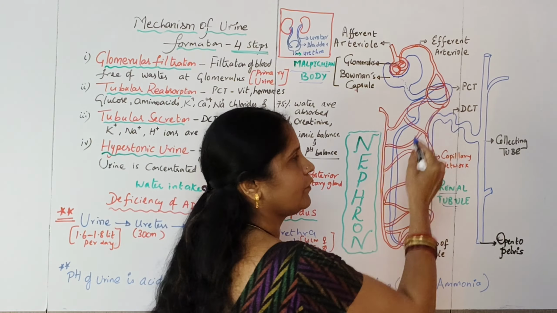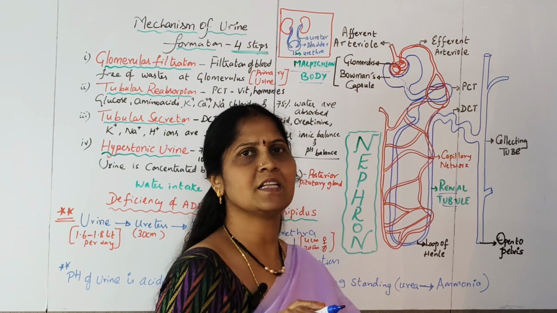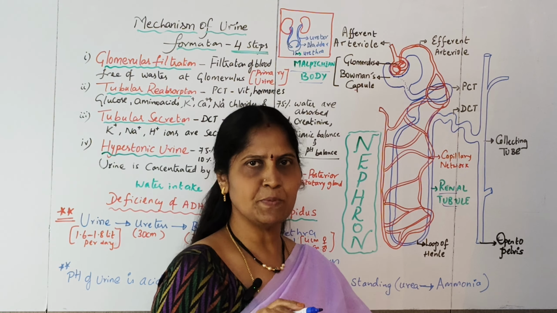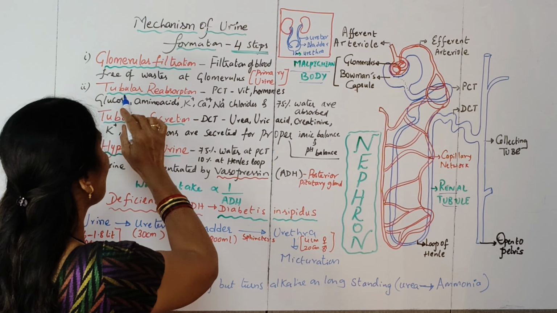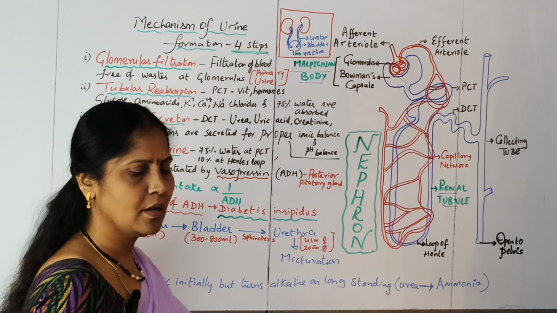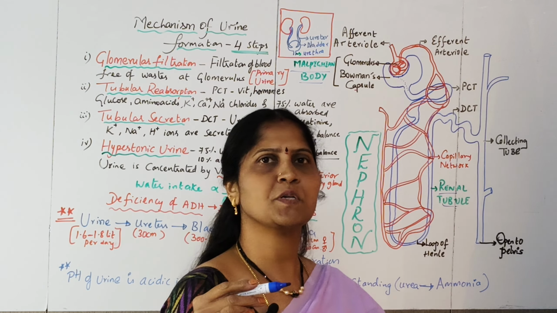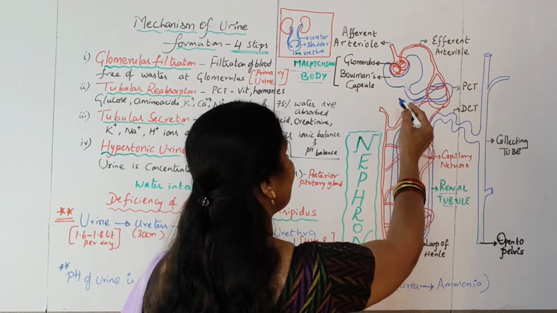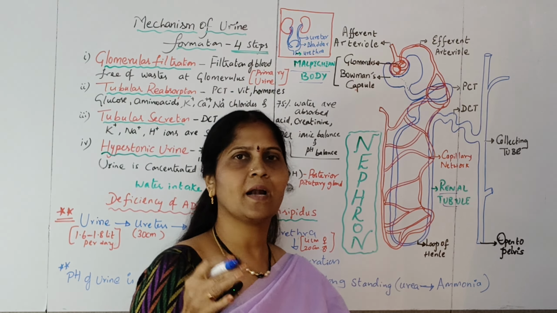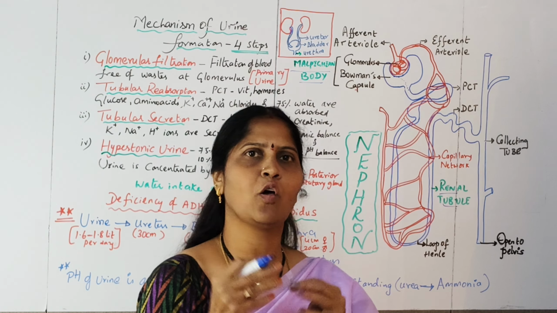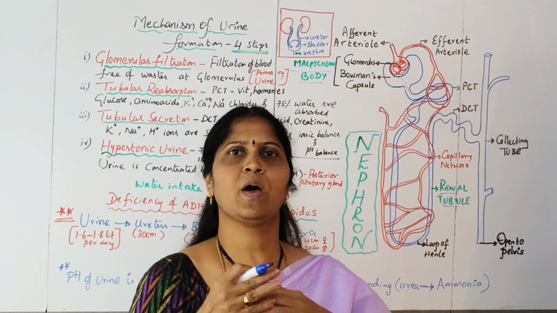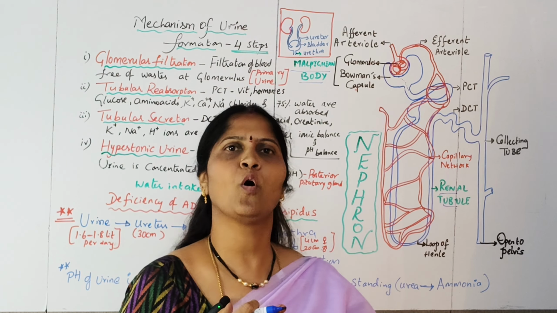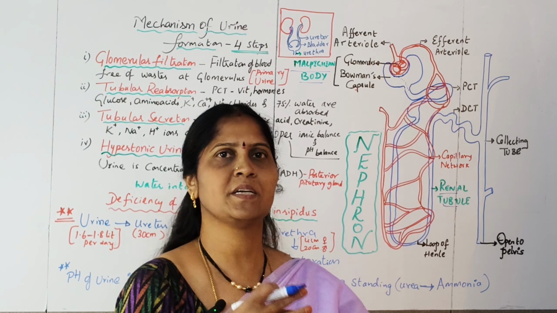The starting point of the tubular structure is the PCT, the proximal convoluted tubule. Here the next step takes place, called tubular reabsorption. So what is tubular reabsorption? When the primary filtrate or primary urine is formed, it contains a lot of water, along with a lot of important salts, vitamins, amino acids, and glucose, everything important to our body.